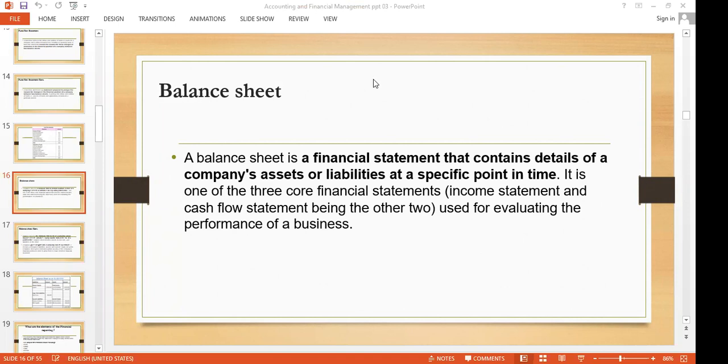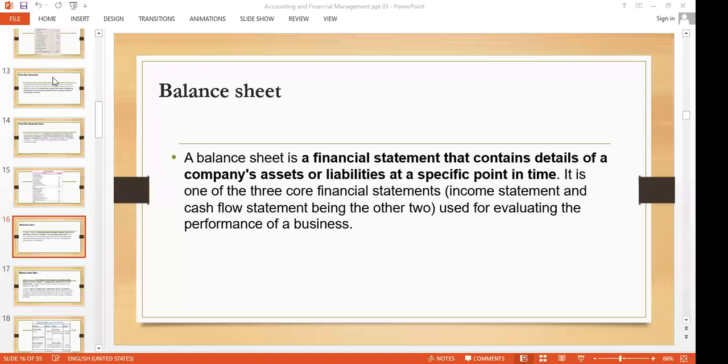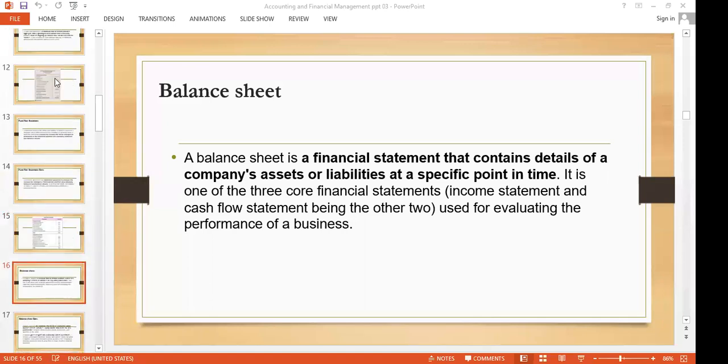Okay. Rupasara says, please explain the cash flow statement in Sinhala.